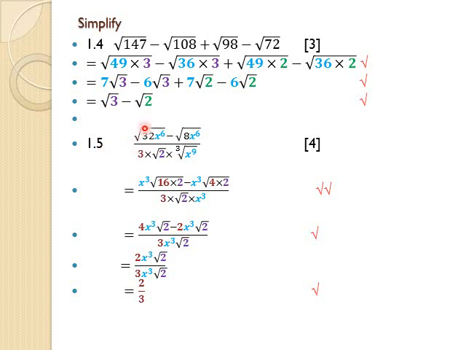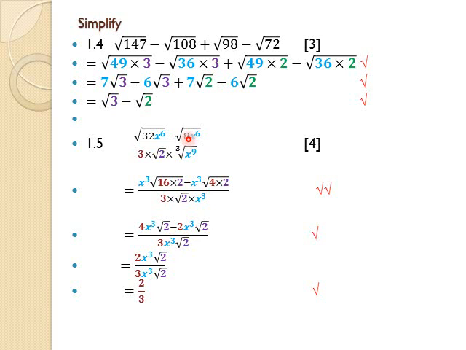1.5. I have the square root of 32x^6 minus the square root of 8x^6, over 3 times the square root of 2 times the cube root of x to the power 9. The x to the power 6, divided by 2, would become x cubed. 32 has a perfect square, 16 times 2. The square root of x to the power 6 would give me x cubed.